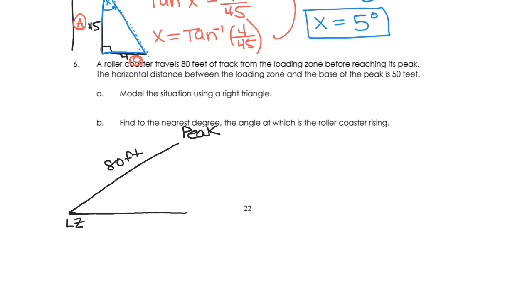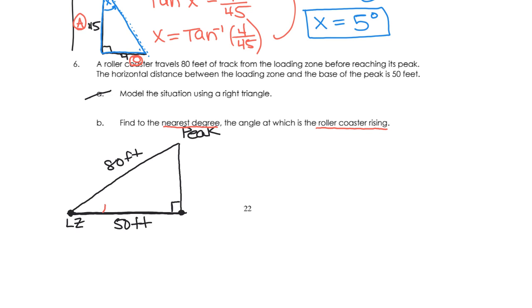It says that the horizontal distance between the loading zone, which is here, and the base of the peak, so straight down from the peak, is 50 feet. This is horizontal, going from left to right. Part A says model the situation using a right triangle. I think that's a good picture, so part A is finished. Part B says find to the nearest degree the angle at which the roller coaster is rising.